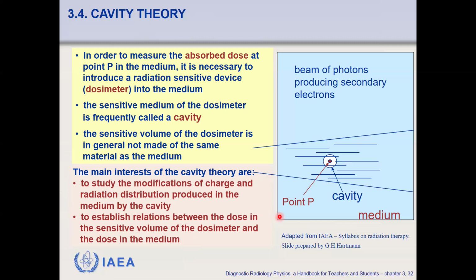The cavity, as you see in the figure, is a small region within a larger medium. It represents a radiation detector, such as an ionization chamber, or a calorimeter, or any other type of cavity.